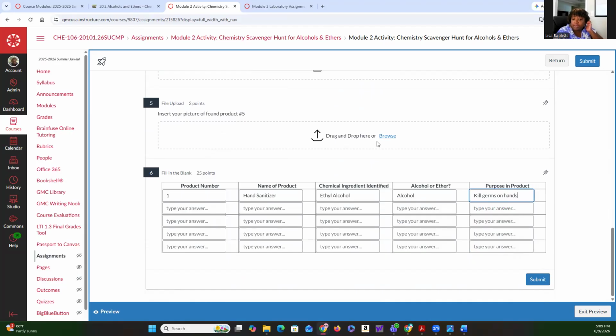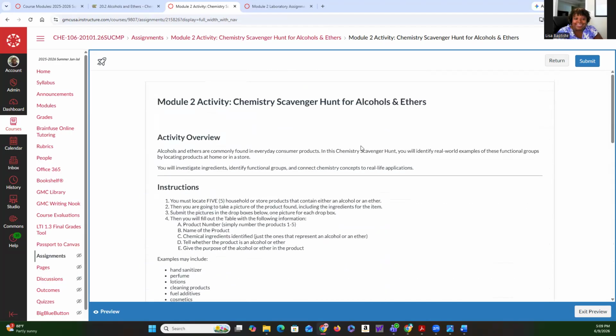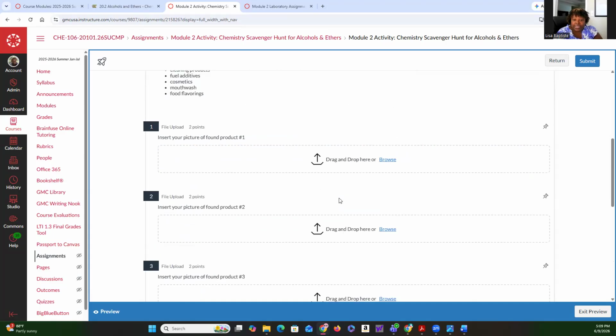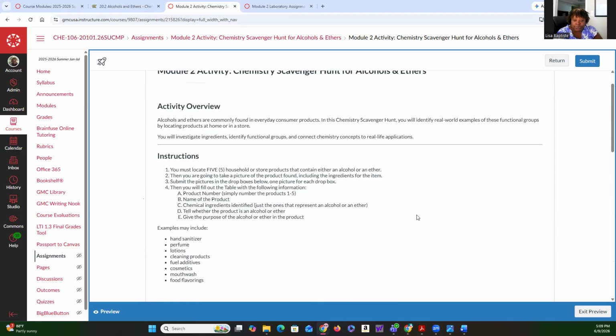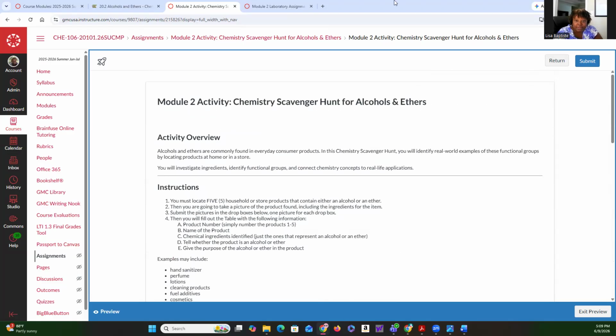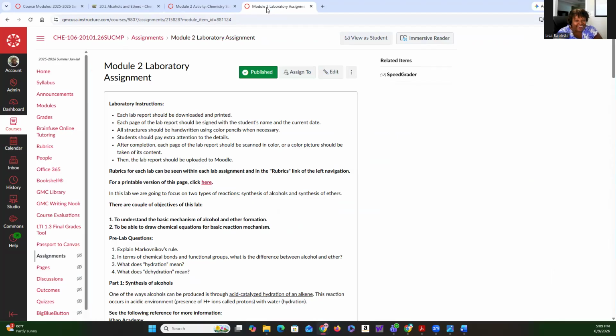All right. So that is the lab activity. So you're going to go through and you'll be able to tell if it's an alcohol or an ether based on what the active ingredient is. If you are not sure of examples of ethers or alcohols, you can always Google ethers or alcohols, okay? But you do need to take that picture and drop it into the box, okay? So enjoy the scavenger hunt.